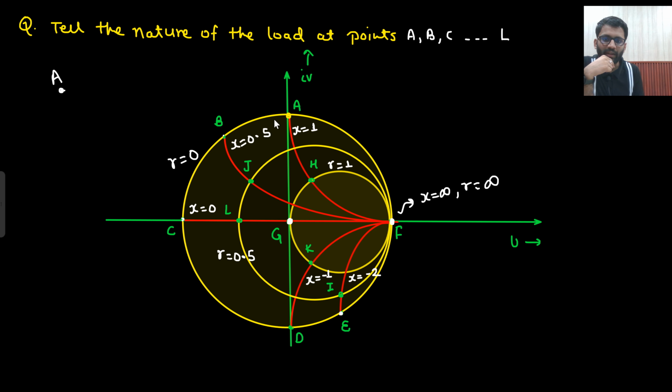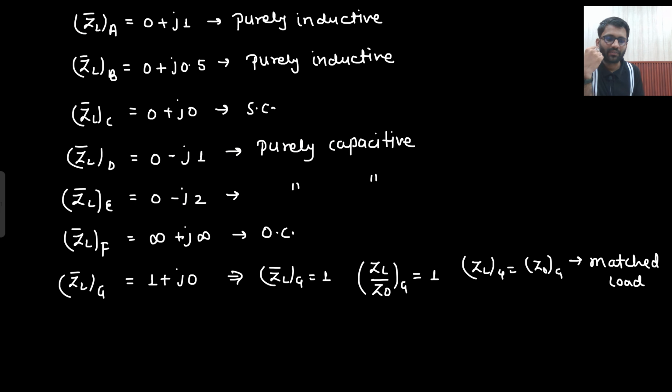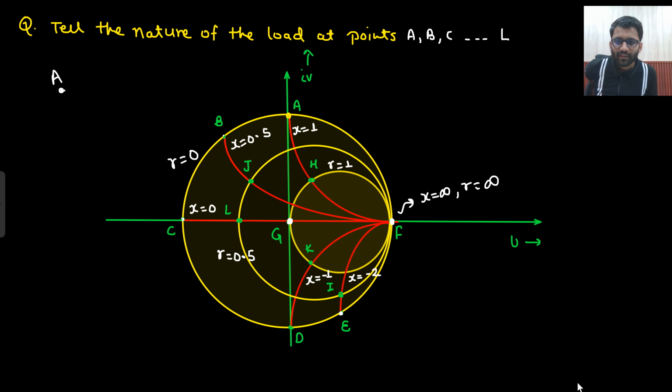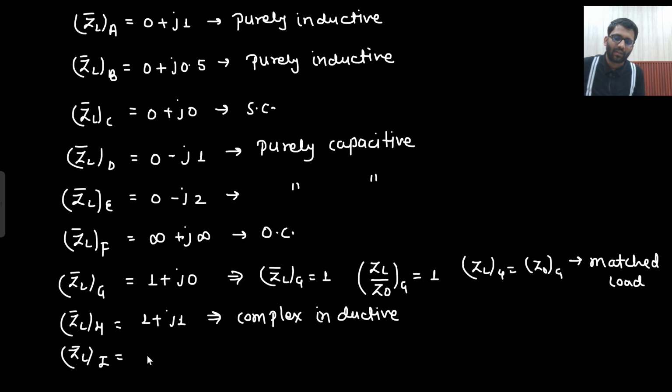Now H. So at H I can see R equals 1 and X equals 1. So what kind of load? Complex but inductive. E, F, G, H, I. So R equals 0.5 and X equals -2. Complex but capacitive.